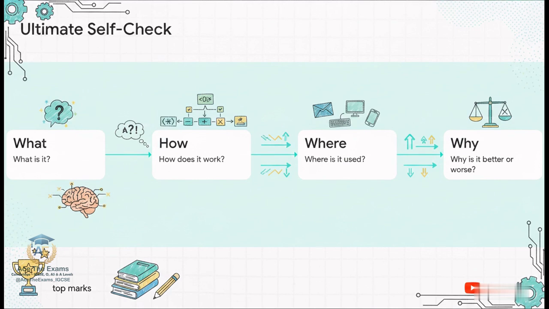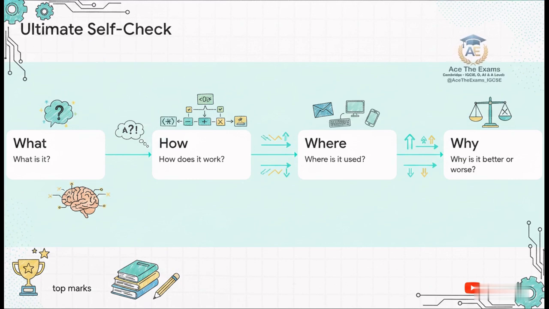To ensure you never fall into the flawed sequence trap, we use the ultimate self-check. This is a brilliant, practical 4-question system you can use during your pass-through revision. Whenever you finish studying a concept, ask yourself, 1. What exactly is it? 2. How does it work step by step? 3. Where is it used in the real world? 4. Why is it better, worse, or problematic in that specific situation?